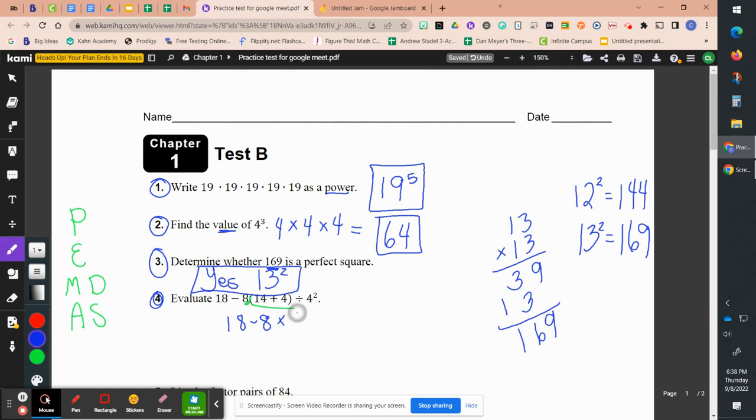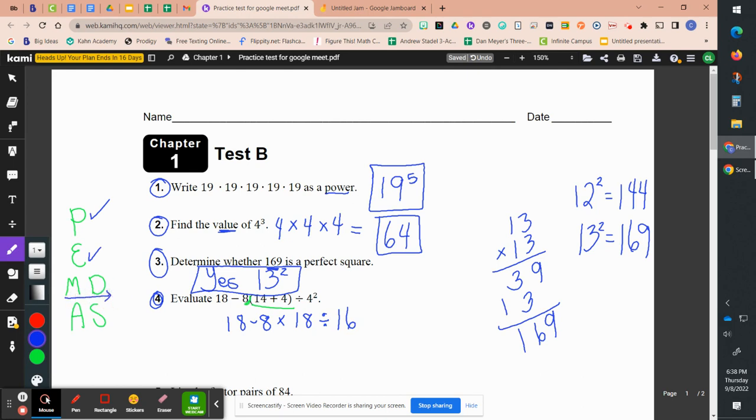Okay, and 14 plus 4 is 18. And then divided by 4 squared. Took care of my parentheses. Now I need to take care of my exponents. Here's my exponent. Since that's the next thing I can take care of, I'm just going to be lazy and erase 4 squared and put what I do know 4 squared is. 4 squared isn't 8, is it? 4 squared is 16. Okay, so I've got my exponent taken care of.